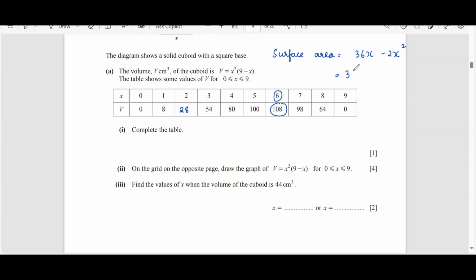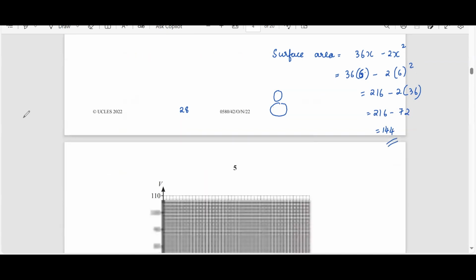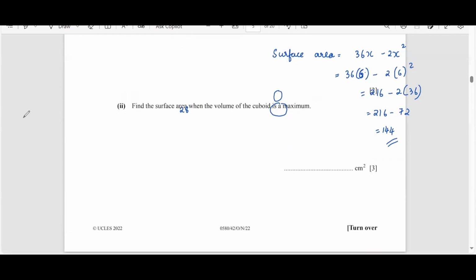So substitute here 36 into 6, instead of x, minus 2 into 6 square. 36 into 6 is 216, minus 2 into 6 square, which is 36 into 2 is 72. So 216 minus 72 will give us 144. 144 will be the answer. So the surface area when the volume of the cuboid is maximum is 144 centimeters square.